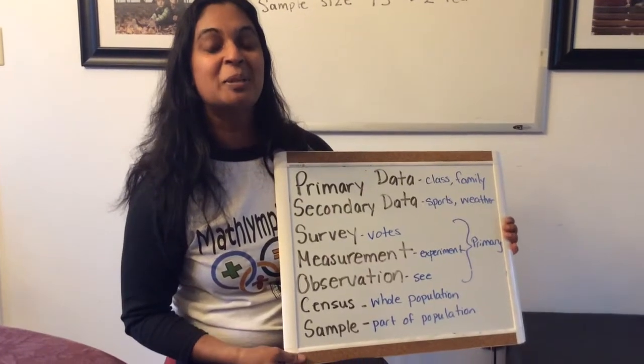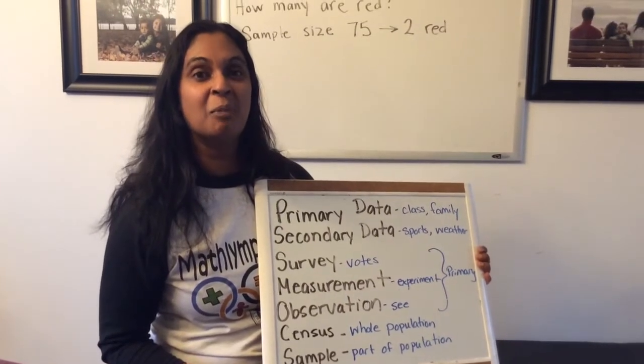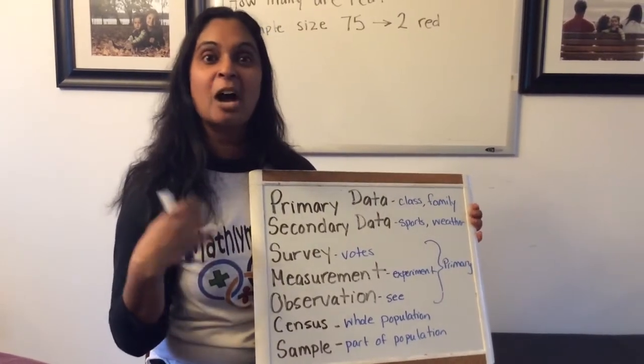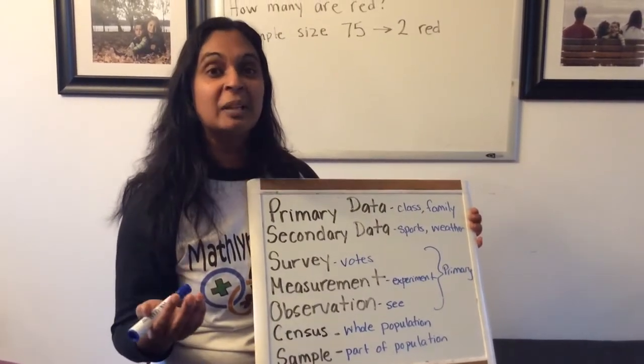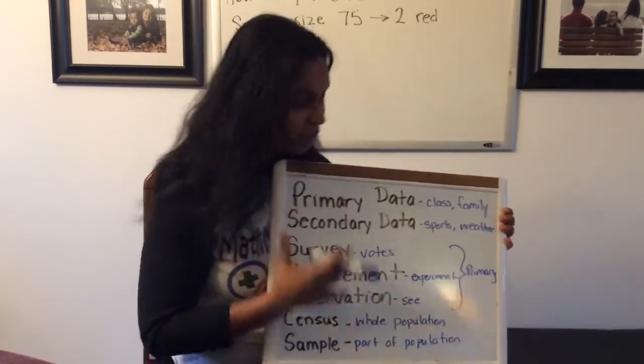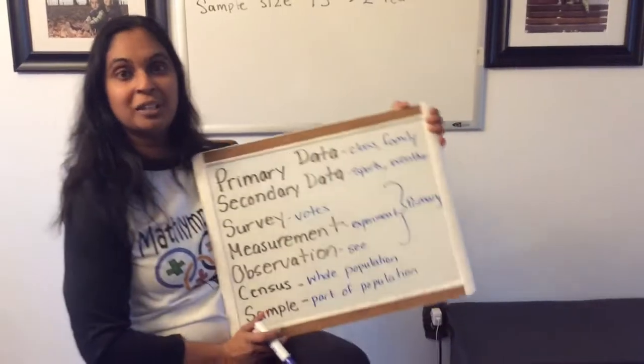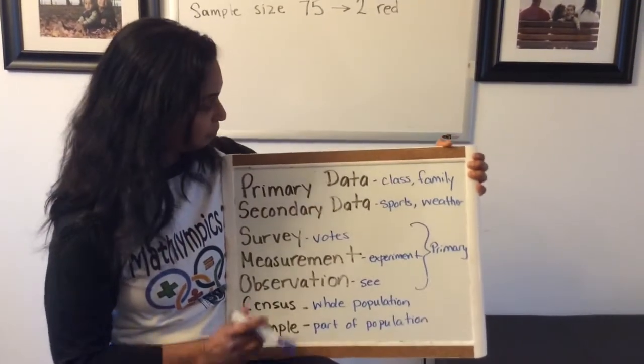Hi everyone. So we've been talking about mean, median, and mode of a set of data. Now we're going to go back a little bit and talk about how we may have gotten that data in the first place. So I've got some different ways of collecting data written on my board. I just want to go over the vocabulary with you that you're going to see today and tomorrow.